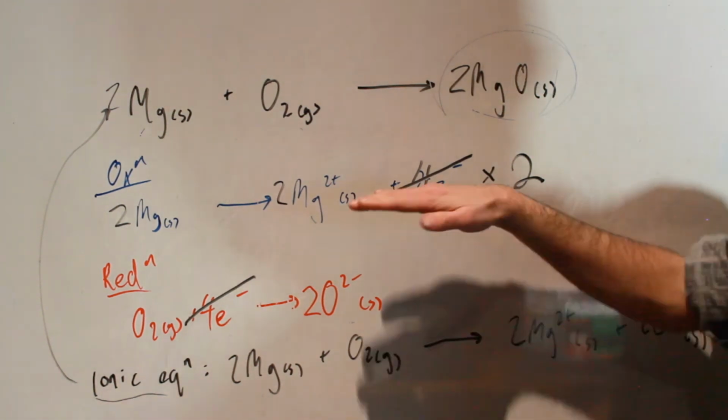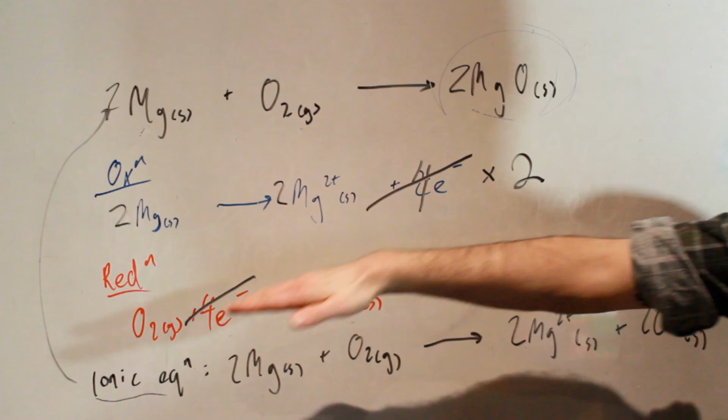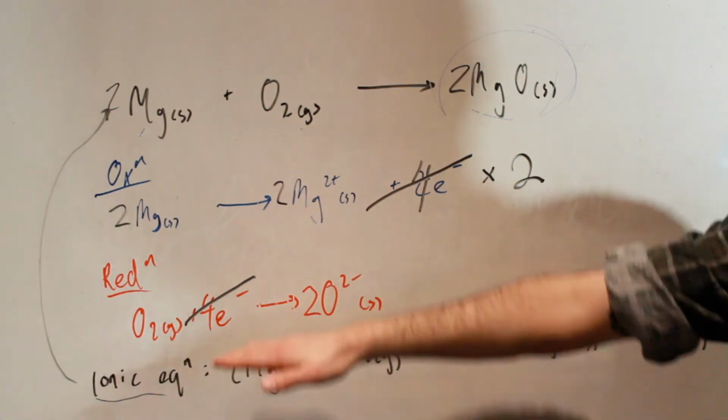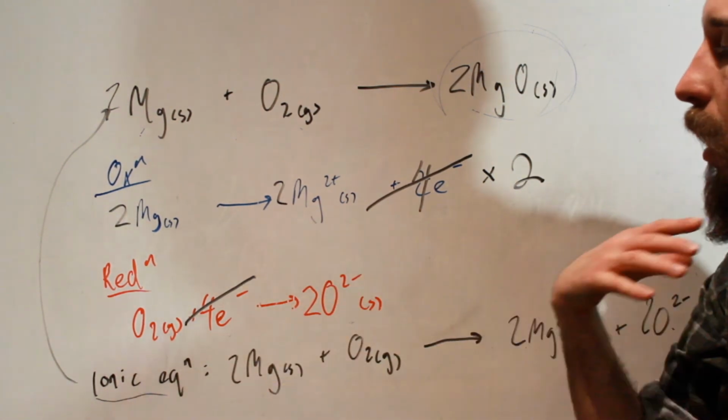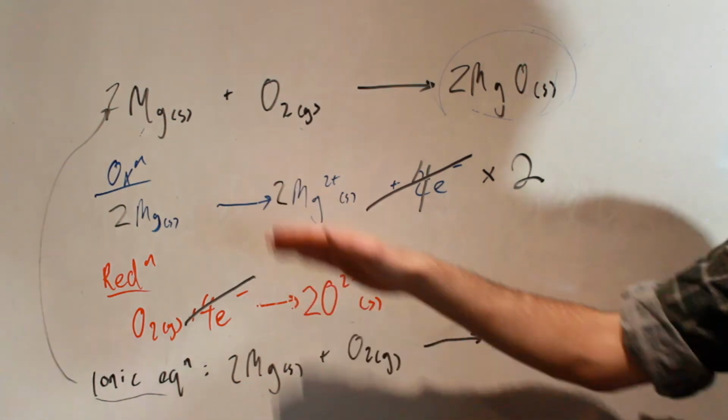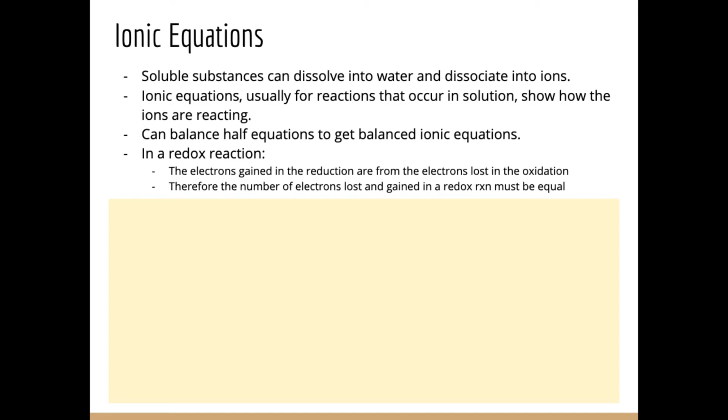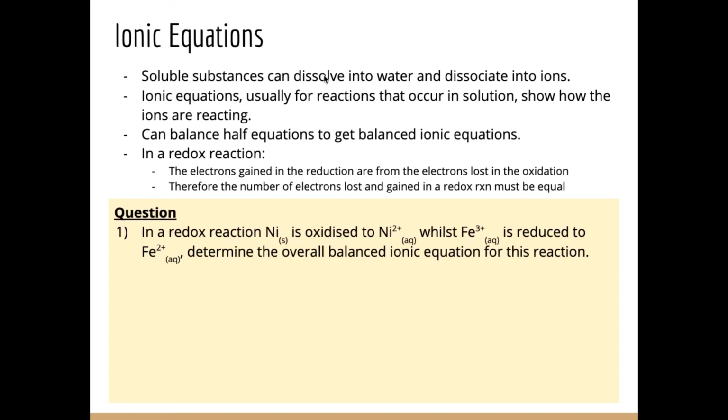So we can make the electrons balance out to make sure we've conserved mass, and then we can get a full combined overall equation for 2 half equations. Let's see what I got in this yellow box. All right, question. Let's do an example.